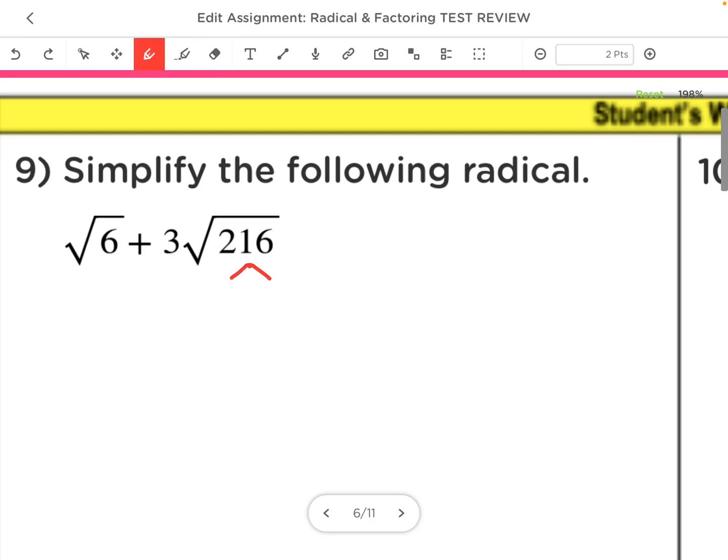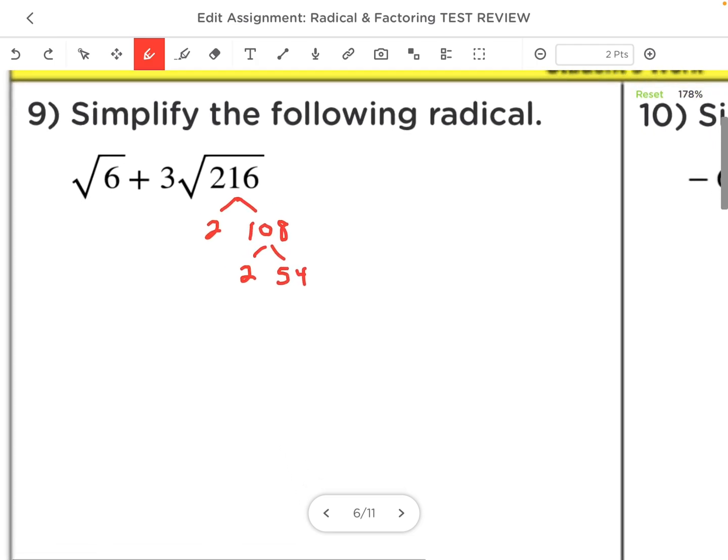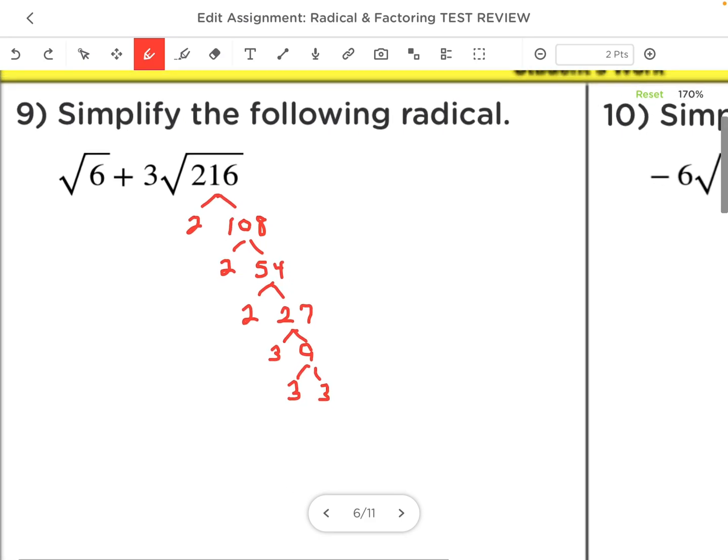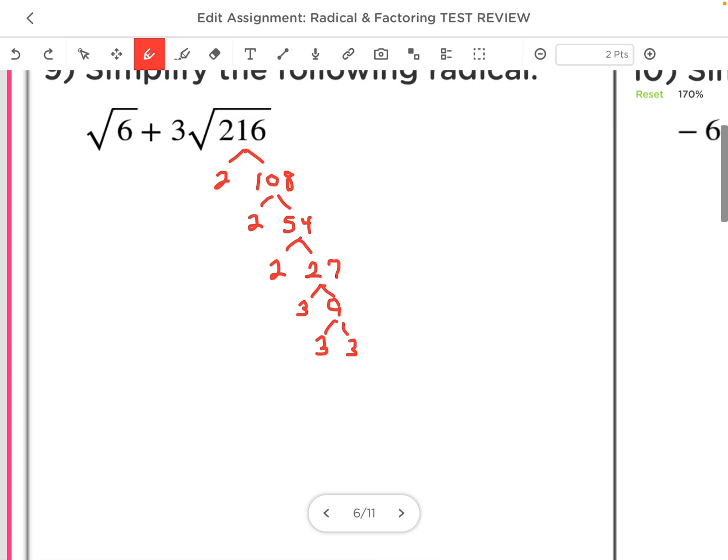However, 216, we can do a factor tree, so that's going to be 2 times 108, and that's going to be 2 times 54, and I'll just keep going down here. That's going to be 2 times 27. Now 2, of course, doesn't go into 27, but 3 does, 9 times. And so now I have it down to all of my prime factors. So I'm looking for pairs.